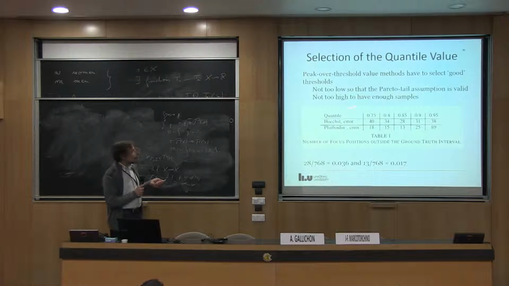So if we now have one parameter that we can tune, which is the quantile, then the problem is how can you choose a good quantile? That's a general problem for all these Pareto-based methods. So the theory tells you you should use a high threshold so that the Pareto assumption is true. But if you have too high a threshold, then you have only a few samples. So there is somewhere a compromise.